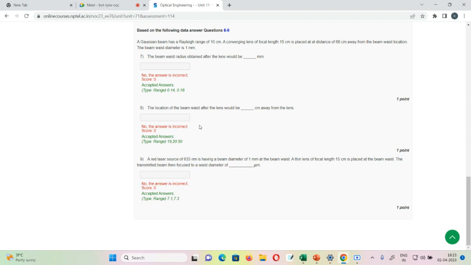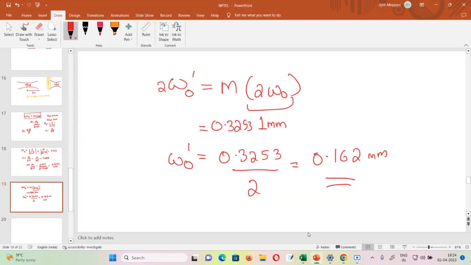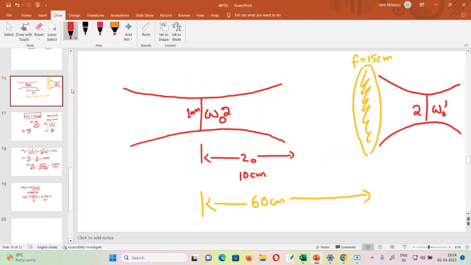Next, the location of the beam waist after the lens would be dash centimeter away from the lens. Now the question is like that: location of the beam waist after the lens would be dash centimeter away from the lens. So this is the question. They want the location of the beam waist after the lens. So this is actually defined as your z prime.